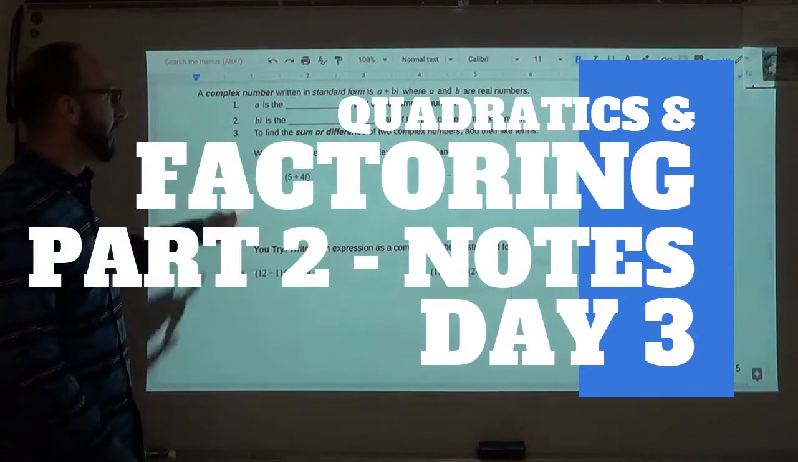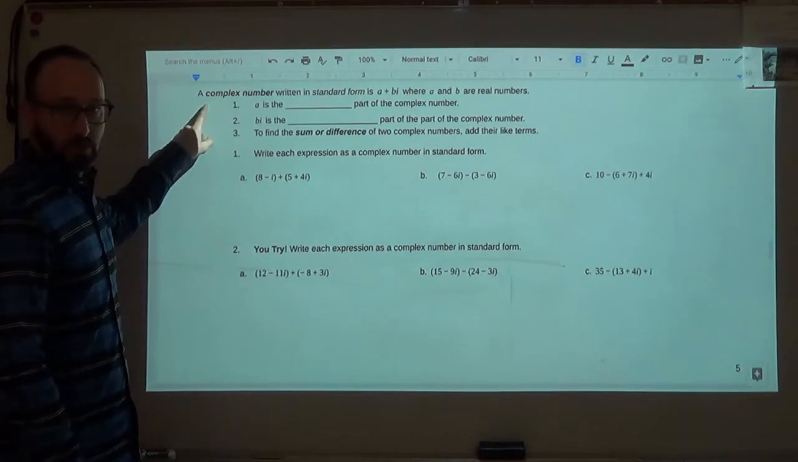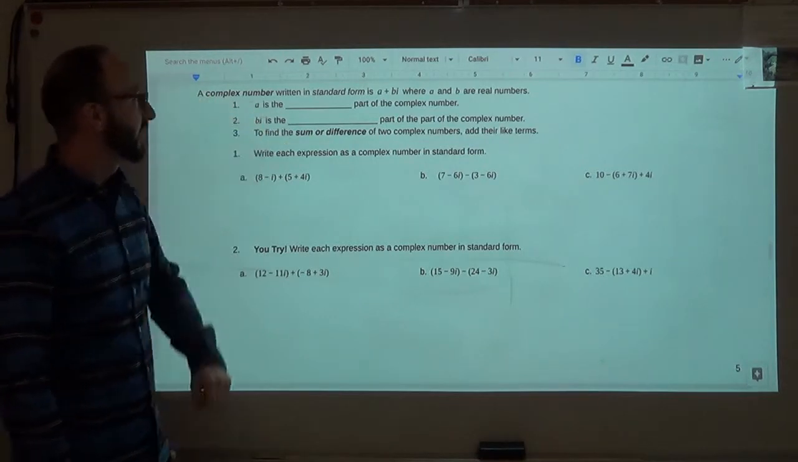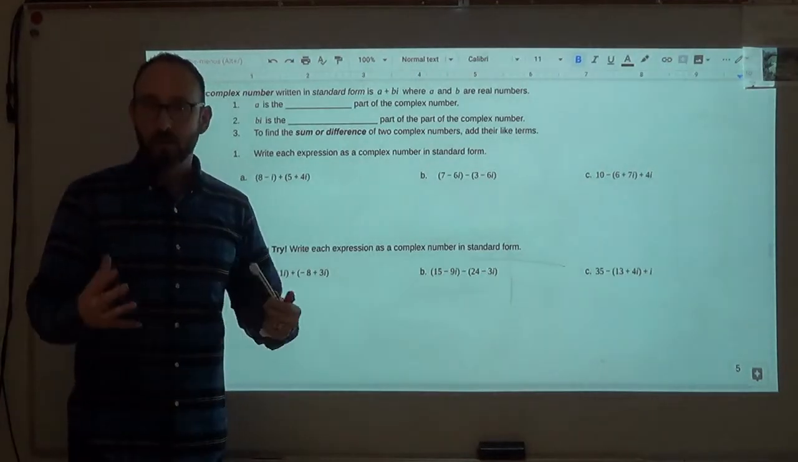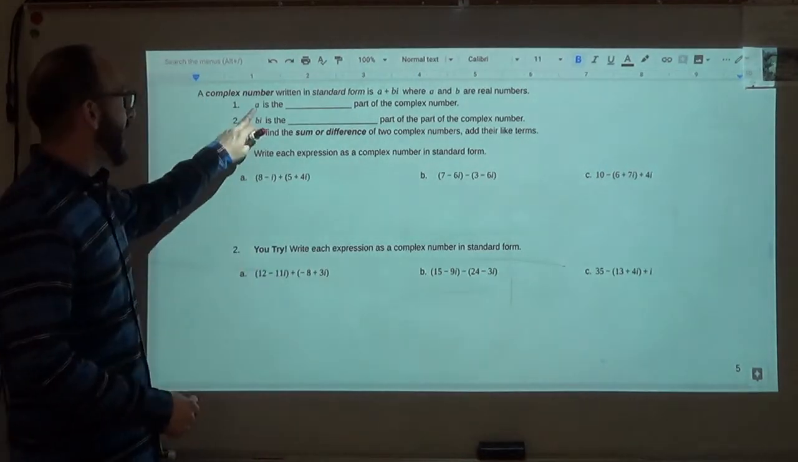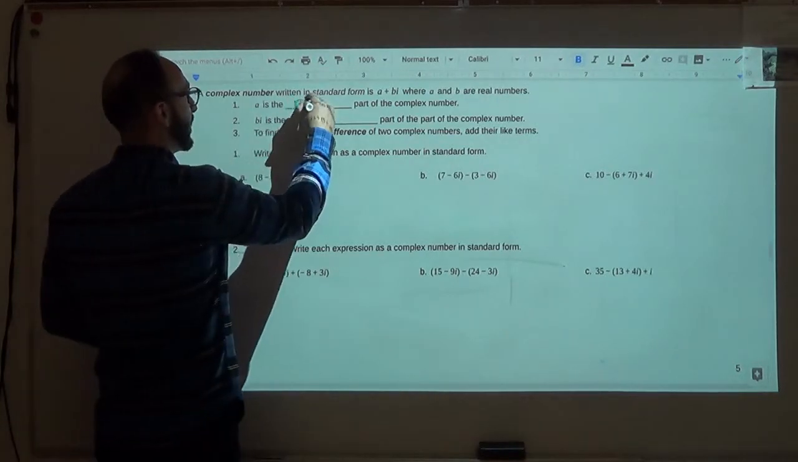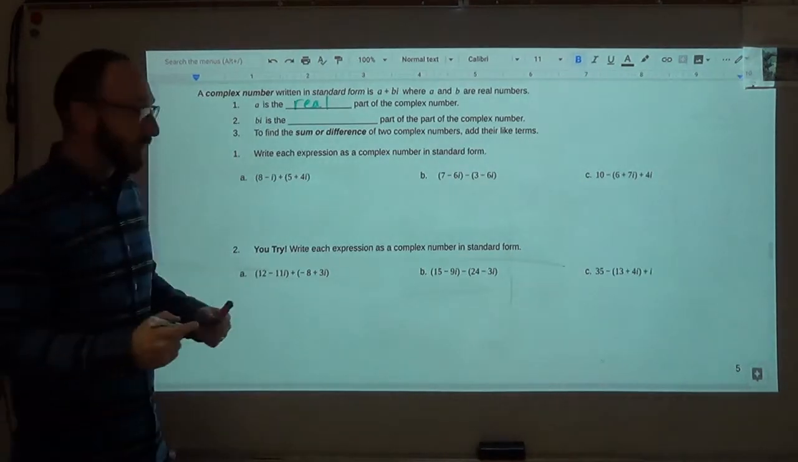Right. So, last class, we left off talking about imaginary and complex numbers. Just to review, a complex number written in standard form is a plus bi, where a and b are both real numbers. So a is the real part. And bi is the imaginary part.